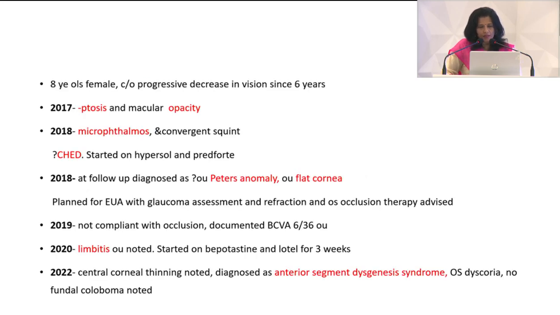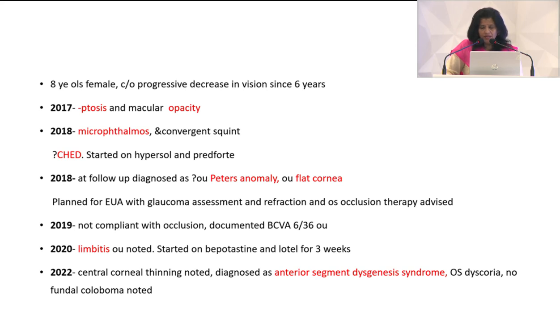So we come to this child who came to me. She was an 8-year-old child whose parents said that she was progressively having low vision, and her chart was very, very unique. When I went through the chart, I saw the number of diagnoses that I could make out. She was diagnosed initially with ptosis with macular opacity, henceforth with microphthalmos with convergent squint.